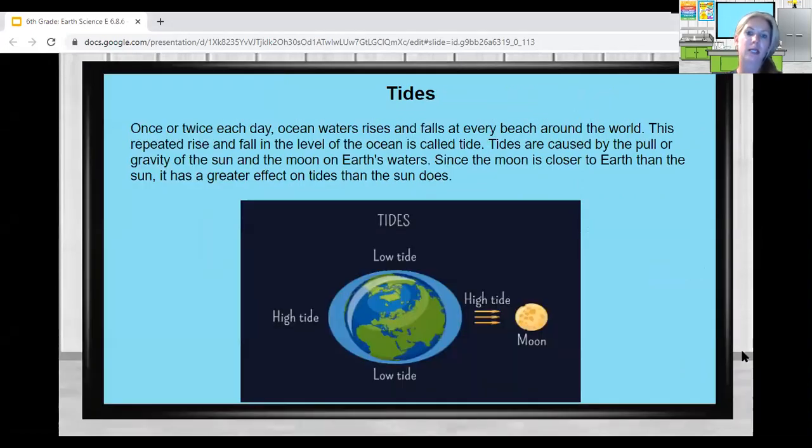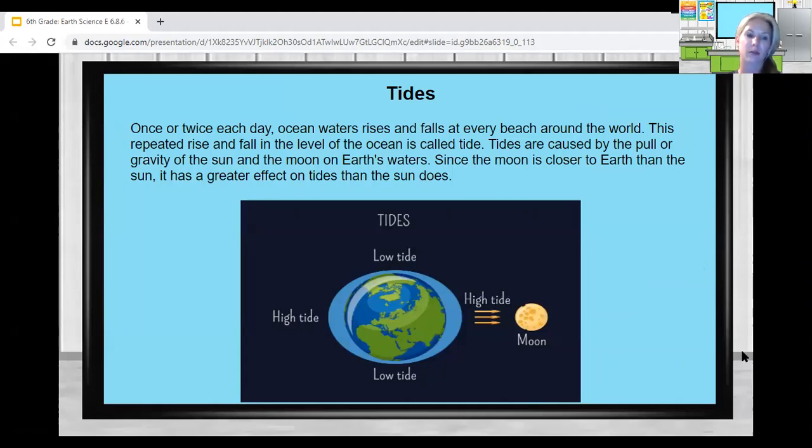Now let's discuss the tides. So not being from the coast, I had to learn a thing or two about tides other than having seen it in a textbook as a child. I've never really experienced what a tide was. So tides occur once or twice each day when ocean waters rise and fall at beaches all around the world. This repeated rise and fall in the level of the ocean is called the tide.